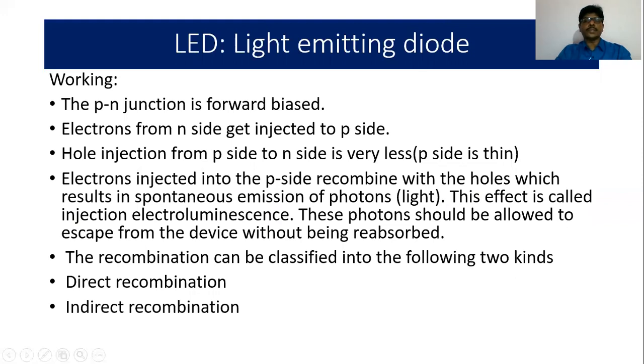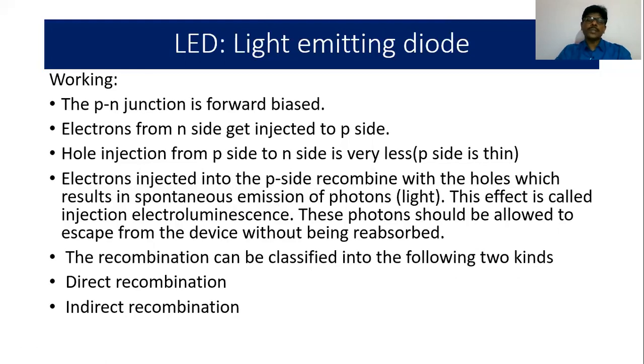What is the working of this? The PN junction is forward biased. Electrons from the N side get injected to the P side. Hole injection from the P side to the N side is very less. The reason is the P side is very thin. Electrons injected into the P side recombine with the holes, which results in spontaneous emission of light. This effect is called injection electroluminescence. These photons should be allowed to escape from the device without being reabsorbed.